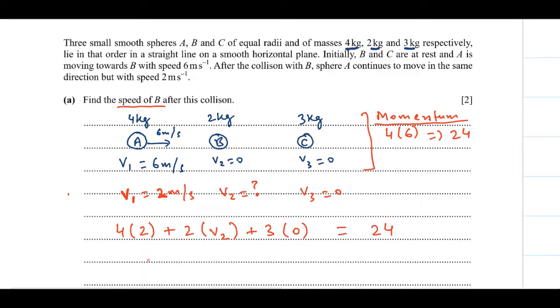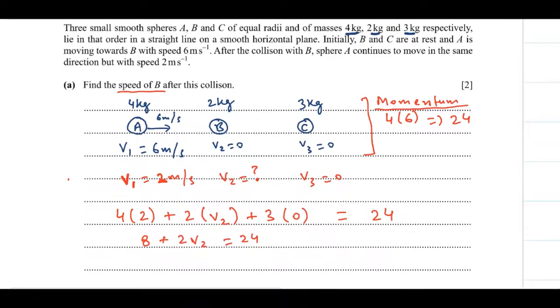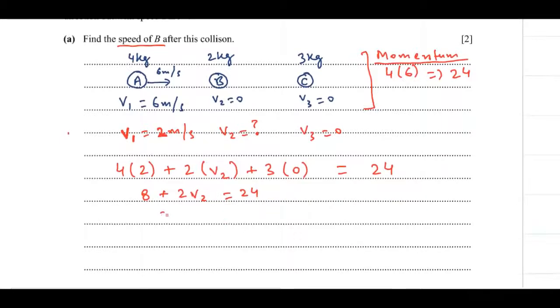Alright, so now we can simplify. This is going to be 8 plus 2v2 equals 24. You can scroll down a little. 2 times v2 is equal to 16 and v2 is equal to 8 meters per second. So the speed of the second object is going to be 8 meters per second after that first collision.